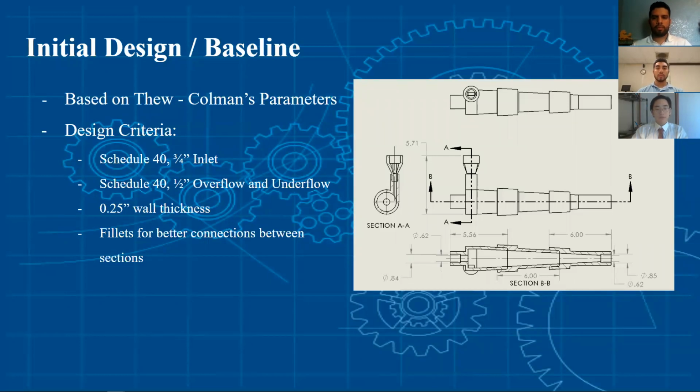Moving on to the initial design or our baseline. Our initial design is made by using the Thiel-Coleman's parameters. We are also trying to enable the use of Schedule 40 piping, where 3/4 inch piping is used for the inlet and 1/2 inch piping is used for both the overflow and underflow piping. We are opting for a 1/4 inch wall thickness to accommodate for pressure buildup that will be on the hydrocyclone during operation. We also added fillets in the connection between parts to try to avoid any stress concentrations in the connections.